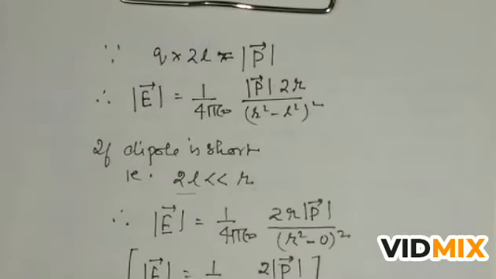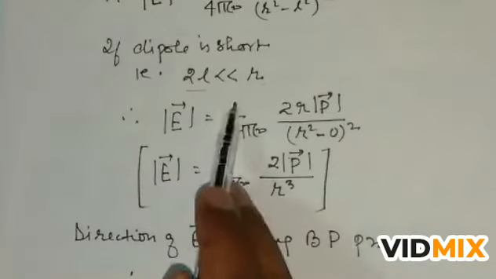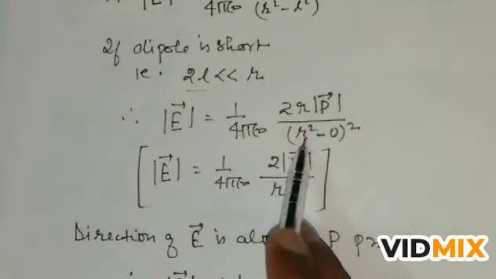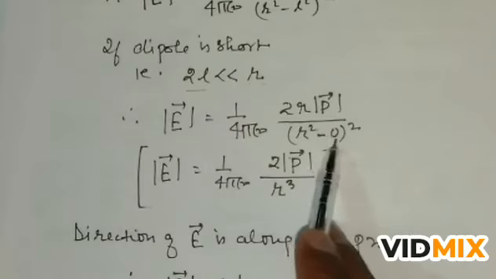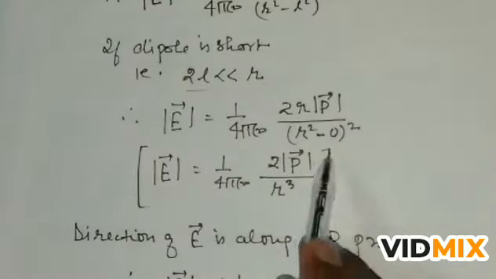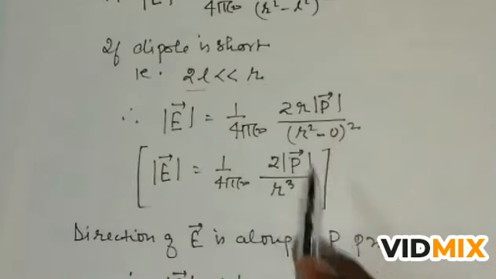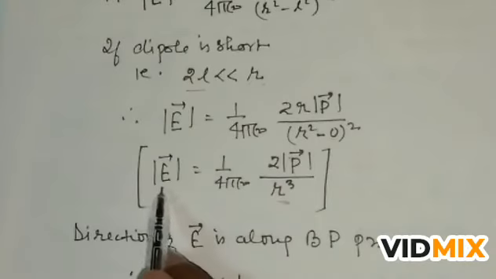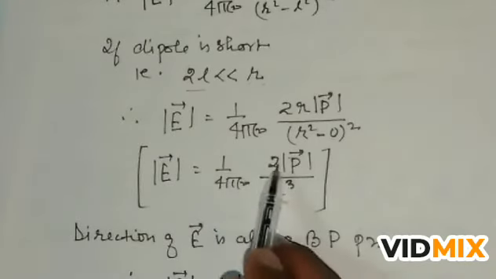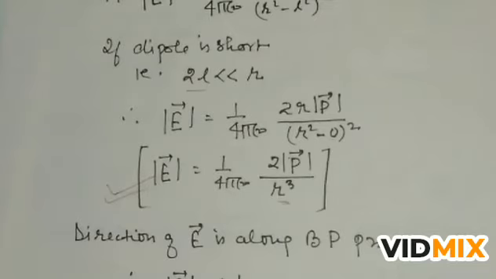So in this case, E is equal to 1 upon 4 pi epsilon naught 2RP upon r square, neglecting L, because if L is small, L square is also very small. Now it will be r to the power 4, and r to the power 4 and r will cancel, it will become r cube. So E is equal to 1 upon 4 pi epsilon naught 2P upon r cube. This is the relation, the electric field intensity on the axial point due to a dipole.